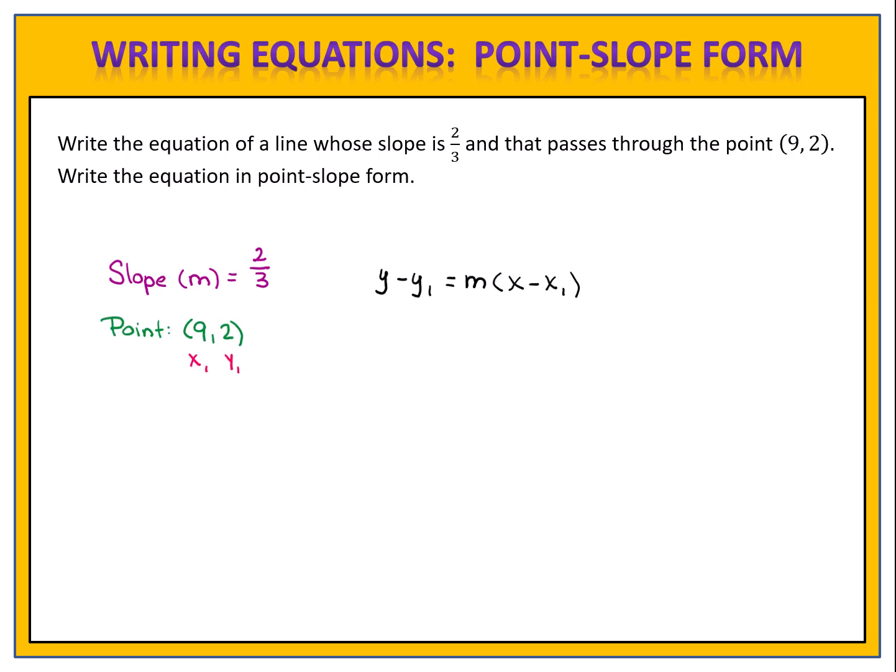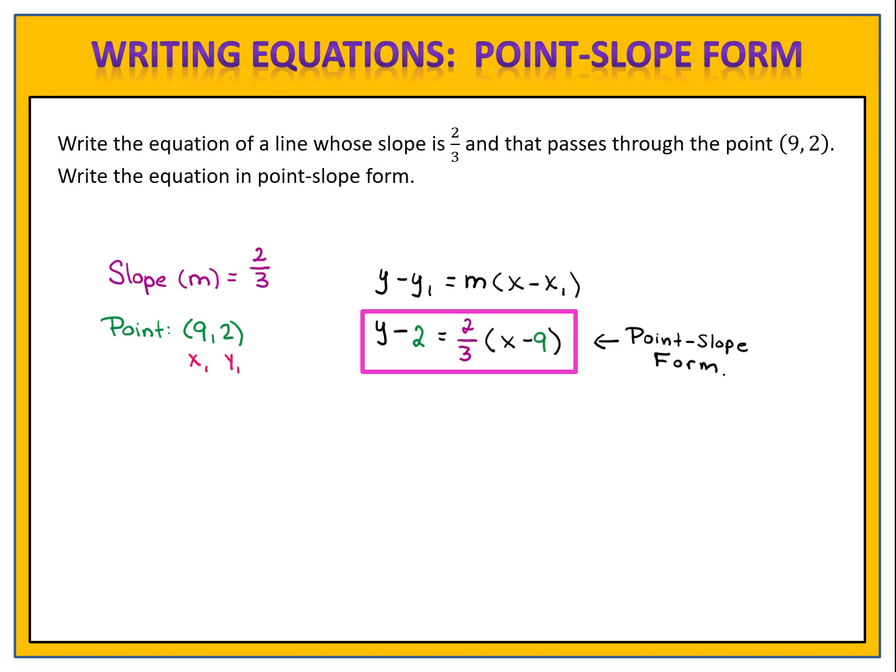We label the point x1, y1, and now substitute the values into the equation. Y minus y1 is y minus 2 equals m, 2/3, times, in parentheses, x minus x1, which is x minus 9. This is the equation written in point-slope form. There's no further work to do.